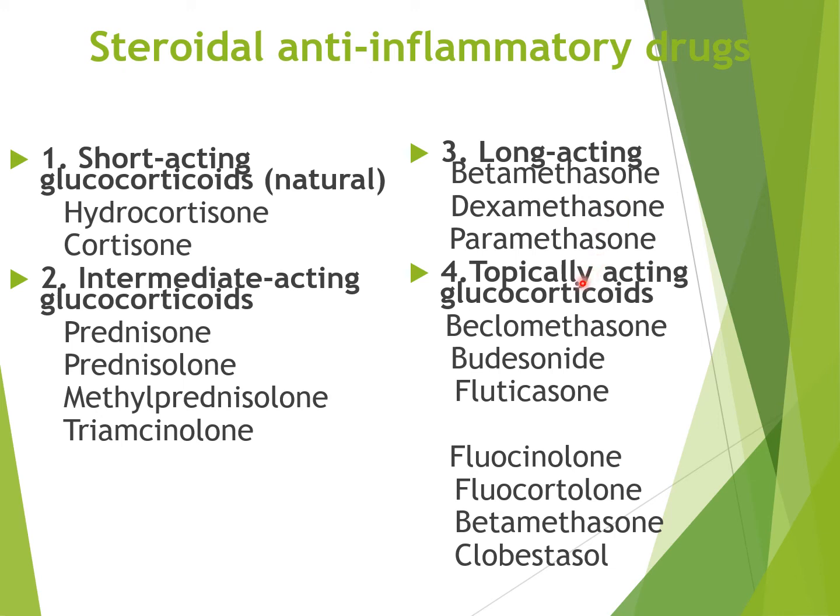Topically acting glucocorticoids. I want to tell you that we can divide this group of drugs into two. Drugs for inhalation glucocorticoids: there are beclomethasone, budesonide, fluticasone. Also, triamcinolone can be used as an inhaled glucocorticoid. And drugs which are used topically on skin, in cream: fluocinolone, fluocortisone, betamethasone, clobetasol.